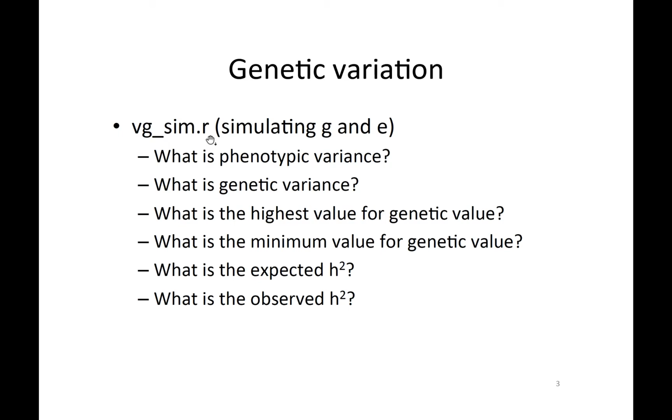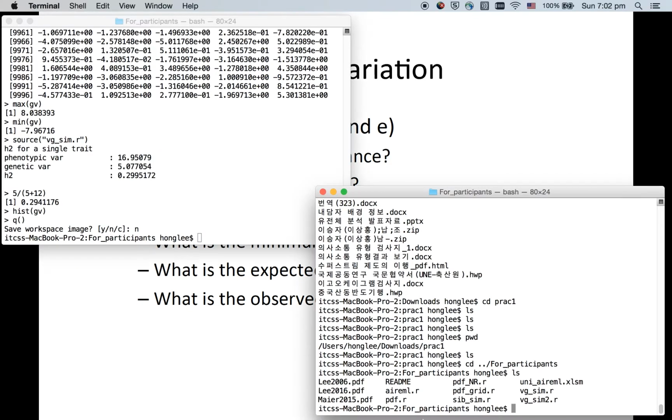The first practical uses VG, which represents the genetic variance, and SIM is a simulation. This is a simple simulation for genetic variance and residual variance, and the sum of them is the phenotypic variance. So the first question is, what is phenotypic variance? Before going into this practical, we can have a look at what the code looks like. The code name is VZ.